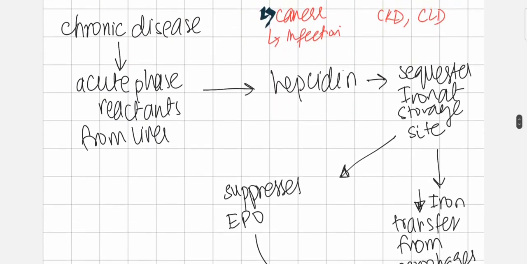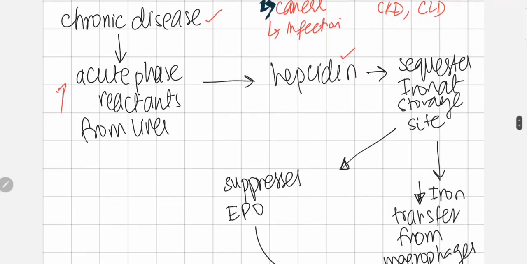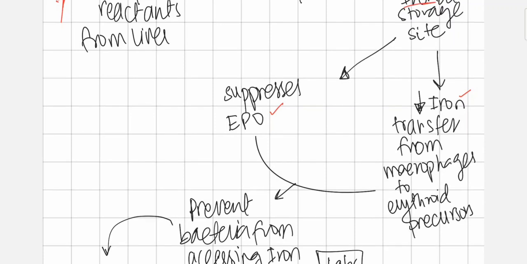So what happens? This is the whole scenario. We have chronic disease, any kind, then that is going to increase the acute phase reactants, and they're going to be produced from liver. So hepcidin is also an acute phase reactant. That is going to increase, and that is going to sequester iron at its storage sites, and that is going to decrease iron transfer from macrophages to erythropoietic precursors, because macrophages do release iron, so it's going to decrease that release of iron. And it is also going to suppress EPO or erythropoietin.